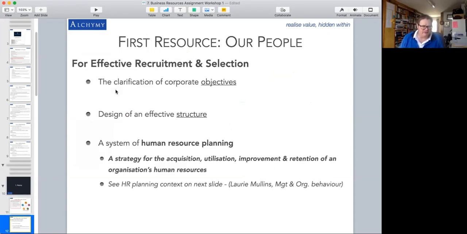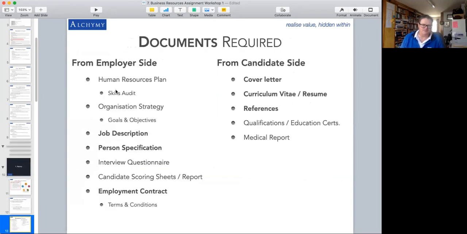For effective recruitment and selection, we need to be clear what we're trying to do, and we need a process. We need a structure and a process. The documents required. Well, if you think about it, we looked at a job description. We looked at a couple of things online. Some of you have a CV, some of you don't. If you haven't got a CV, I'm going to suggest we might do a CV workshop at some point. It's a thing that grows over time, but it helps when you're applying for a job.